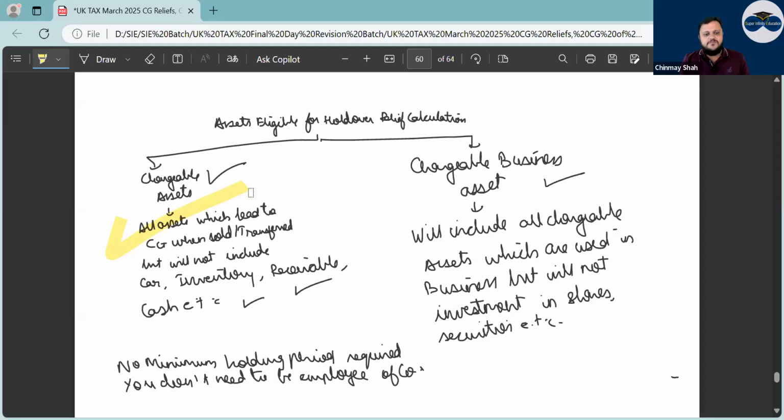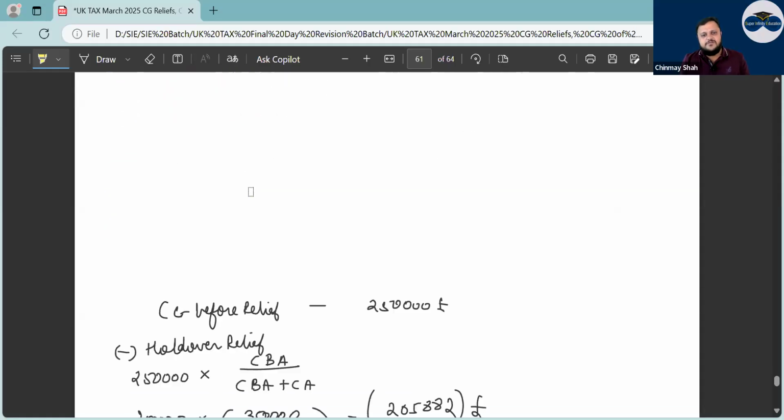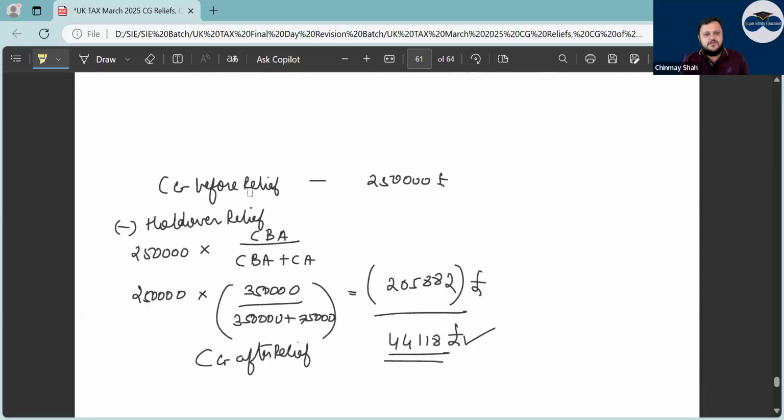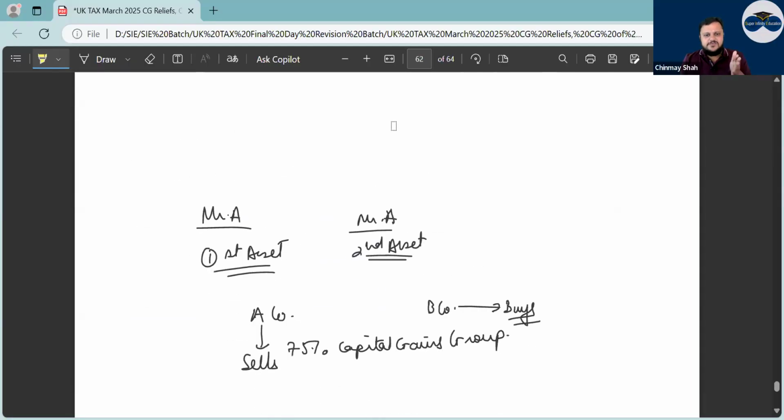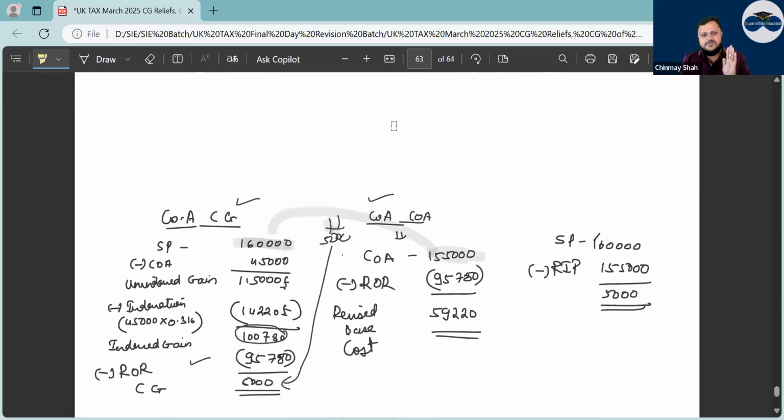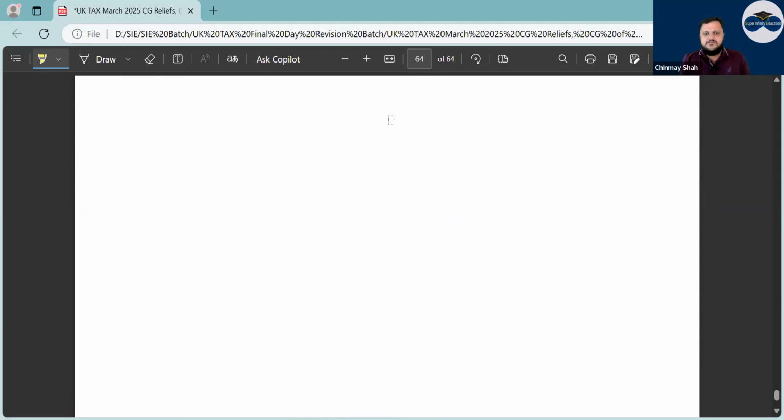So no minimum holding period is required. You don't need to be an employee of the company. Everything is there. So have a look. CG before relief is 250. There was one question that is there. You can have a look at that question, correct? That can be done. I think with this, reliefs also get over, correct?